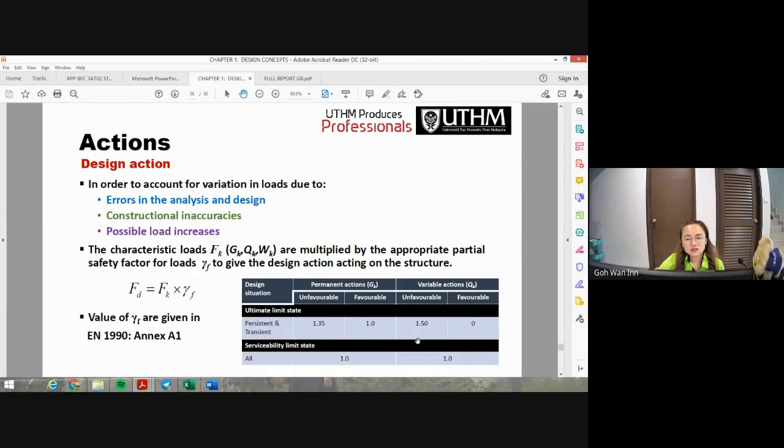Which is no errors and so on, it will be 1.0. And variable actions with unfavorable condition will be 1.5 QK. Then you will get the QD, the design live load, imposed load. Favorable means there's no live load, so it's 0. Serviceability limit state, all are 1.0, 1.0. So this is ultimate limit state, and this is serviceability limit state. Okay, so SLS condition.